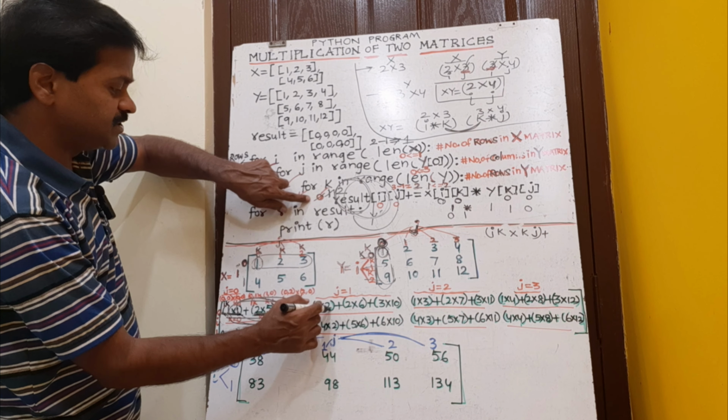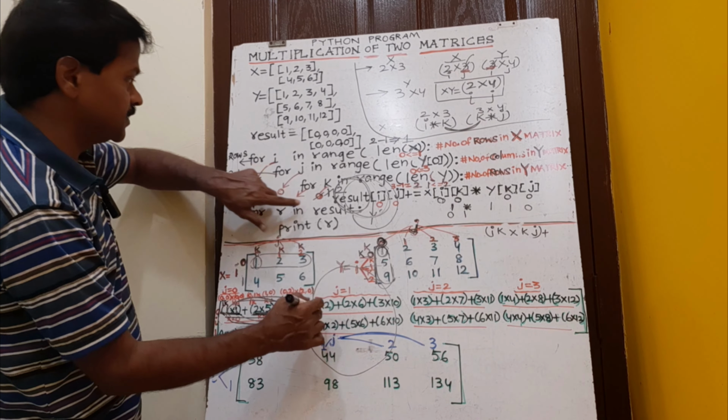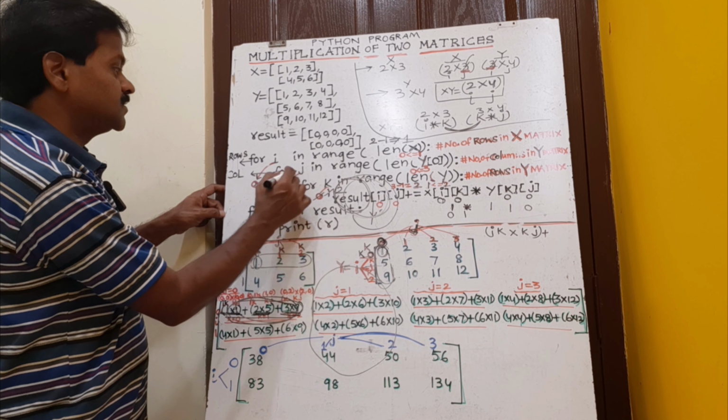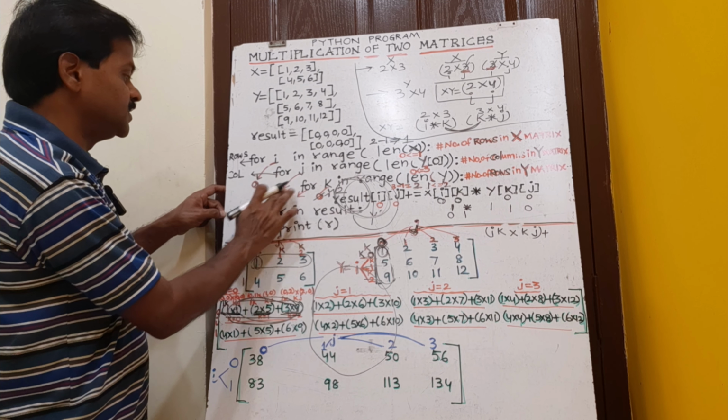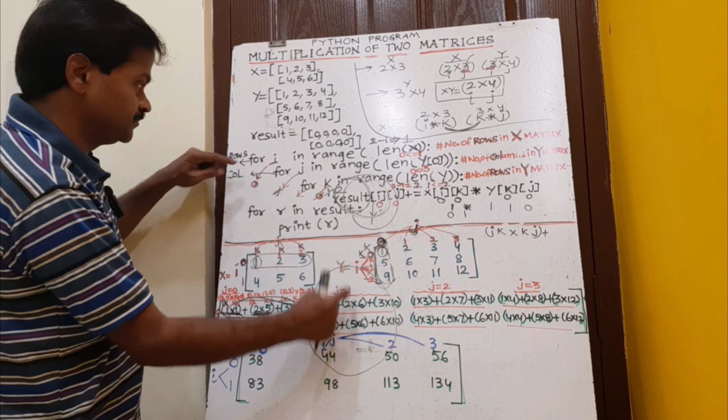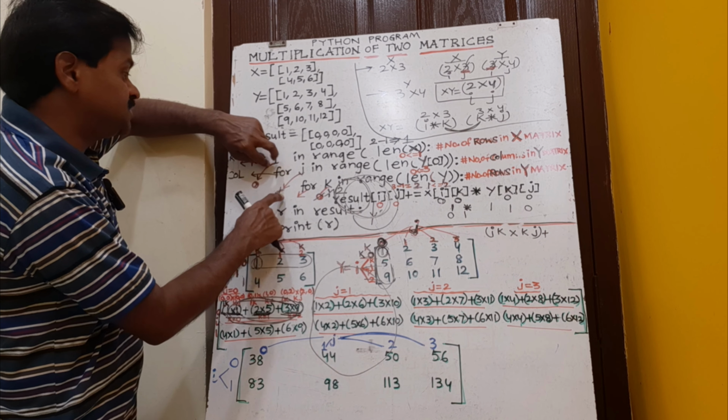Next time, we changed to the second column. That means this is over. Next, J will be incremented to 1. That means we are in the second column. I0, J will be 1.